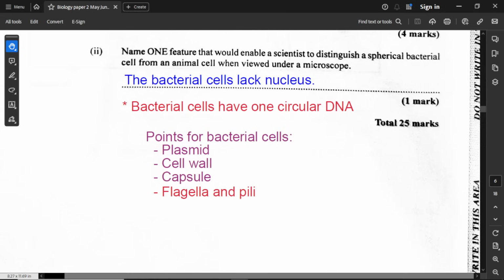All right. Also, points that you can discuss or include, depending on the number of marks. You can say the plasmid will be in the bacteria. The bacterial cells will have a cell wall, they have a capsule, they have flagella, and also pili. All right. And of course, an animal cell will not have those.